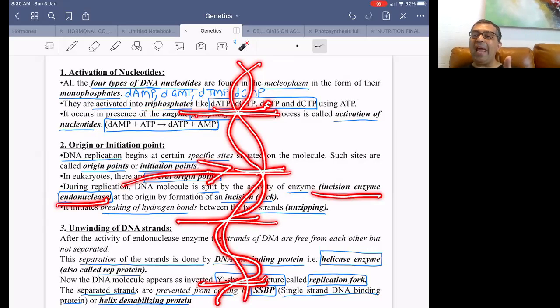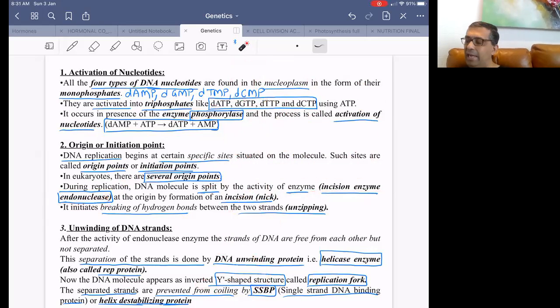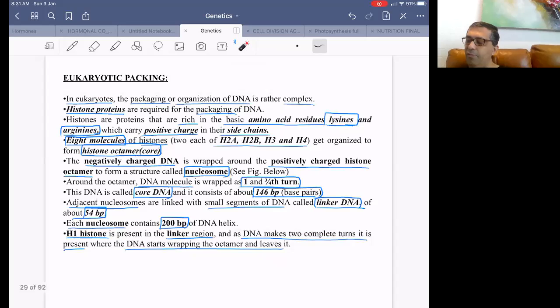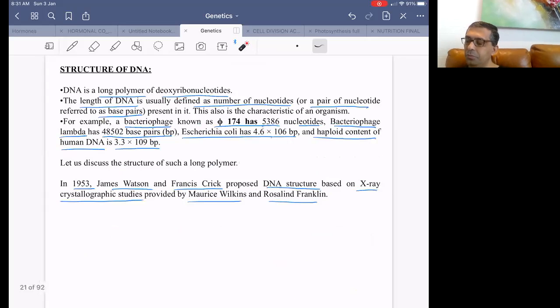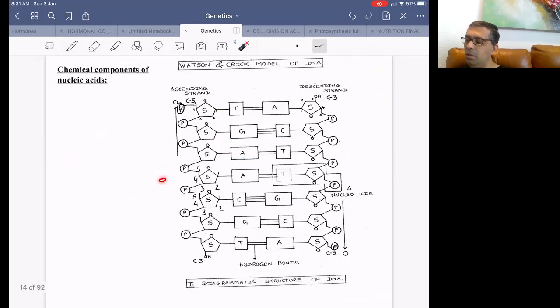Which bonds will it break? Which bonds of the DNA will it break? If you remember, DNA strands are held together by phosphodiester bonds. So the incision enzyme or endonuclease will break the phosphodiester bonds. If you see the bonds carefully, it will break these bonds. It will break these bonds. So it will break these bonds of the DNA at the origin point.